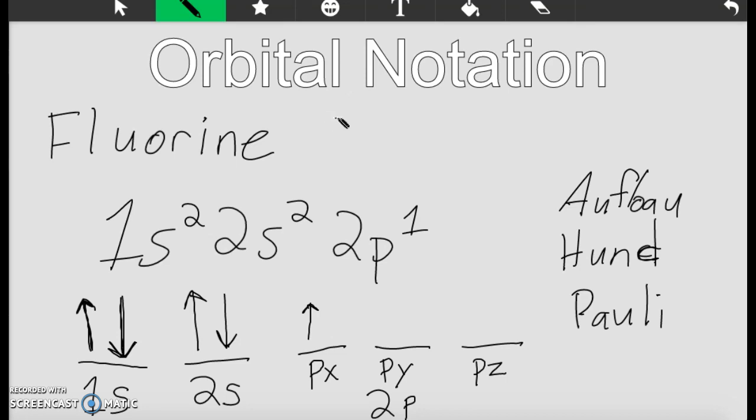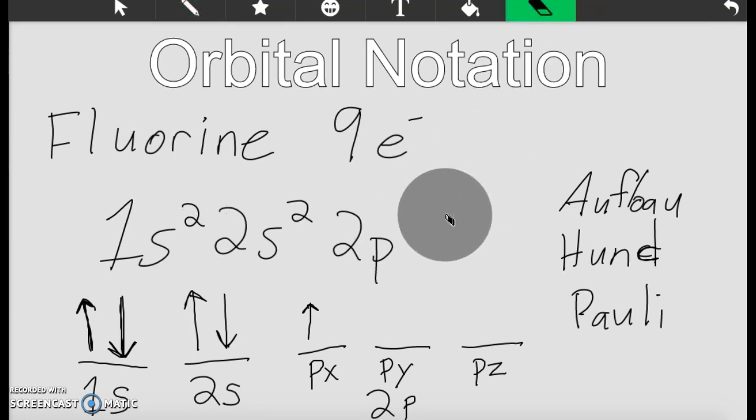Fluorine has atomic number 9, so 9 electrons. So now we have to repair this. We're still at 1s2, 2s2, those don't change. Now we have 9 electrons. We've used up 5, which means we need to fix this. It's not going to be 2p1, it's going to be 2p5.